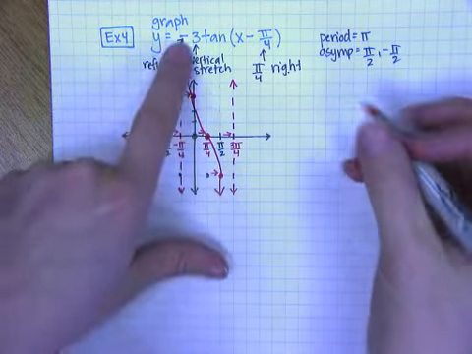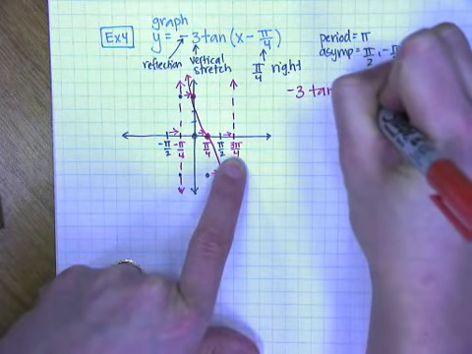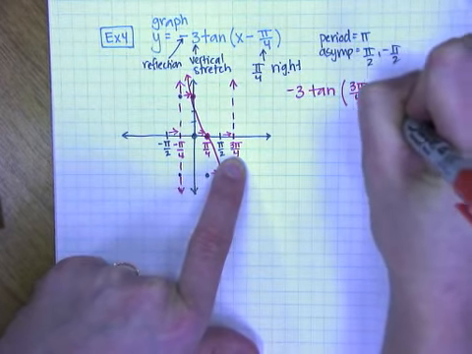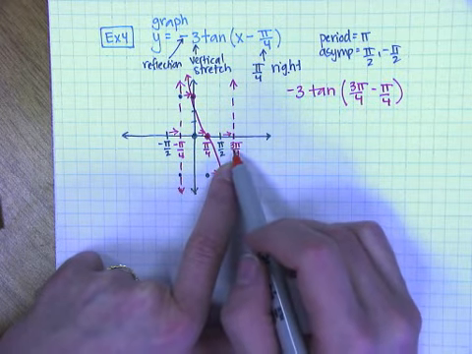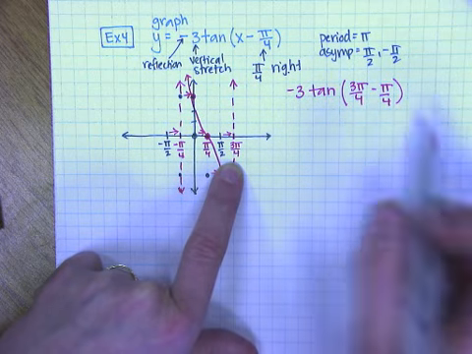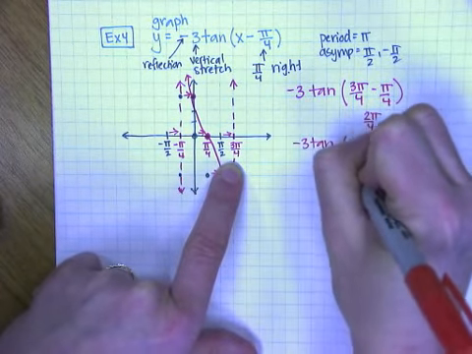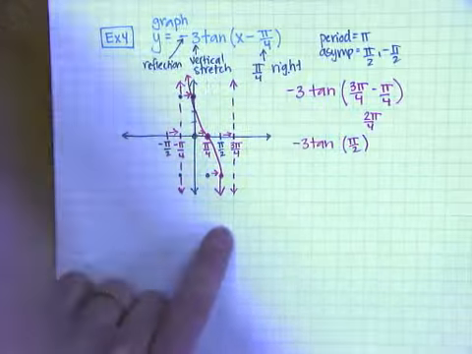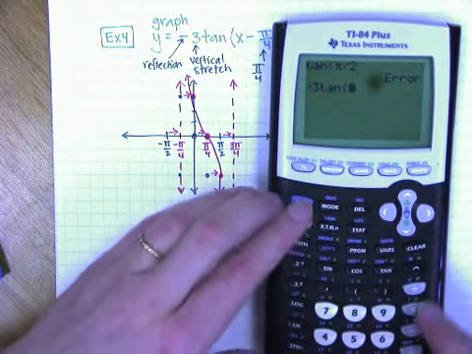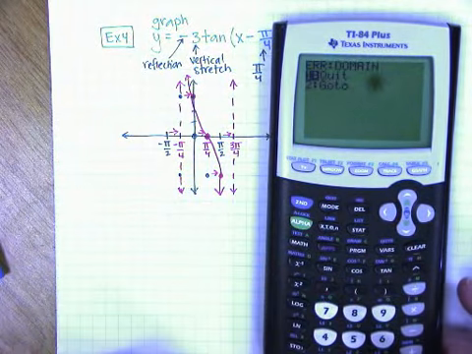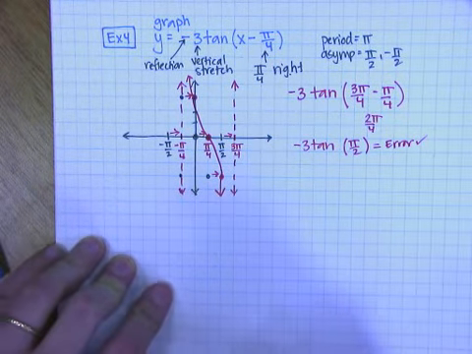So if I was going to check my asymptote, like let's say 3 pi over 4, I would do -3 tangent of 3 pi over 4 minus pi over 4. I'm just plugging it into the original equation, and if it really is an asymptote, if I did that correctly, then it should come out to an error. Well, 3 pi over 4 minus pi over 4 is 2 pi over 4. And 2 pi over 4 is the same thing as pi over 2. And if I take out my calculator to double check real fast, if I do -3 tangent of pi divided by 2, notice I get an error. So that checks. This is an error, which means it's an asymptote, which is what it should be.